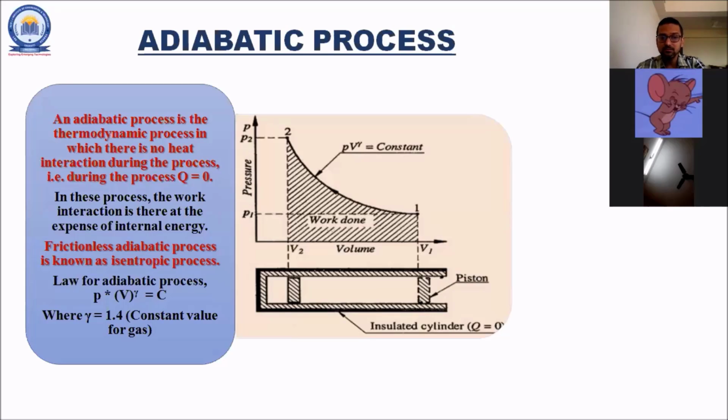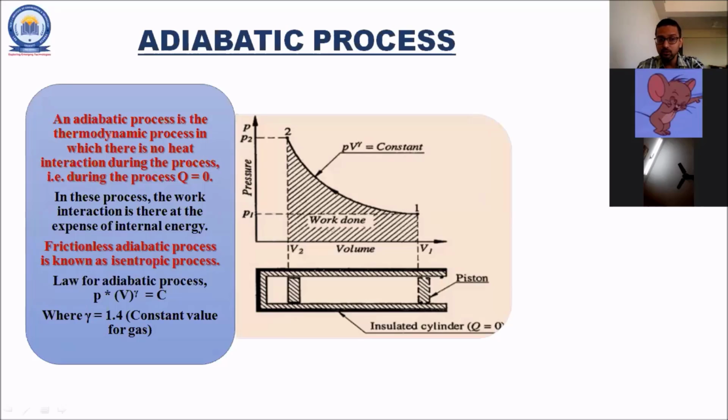Remember this definition: the frictionless adiabatic process is known as the isentropic process. And it is a theoretical, hypothetical process, because whenever we consider any practical process, there will always be some amount of friction.